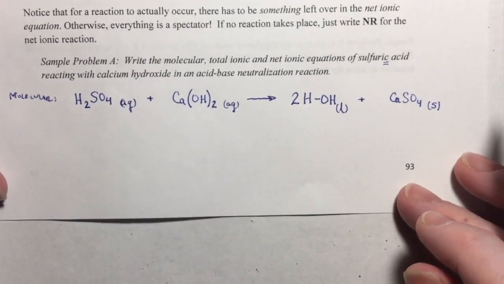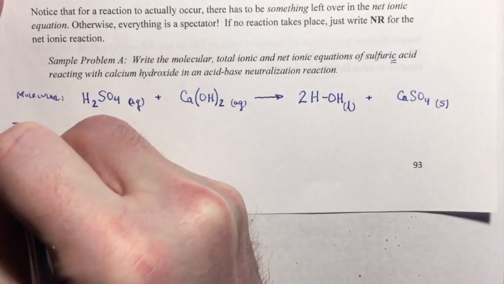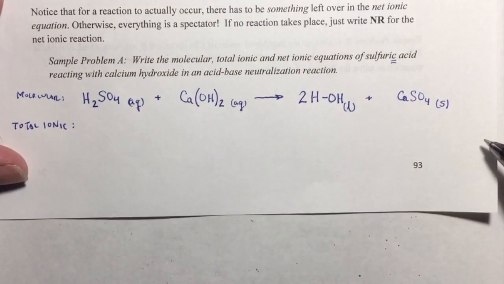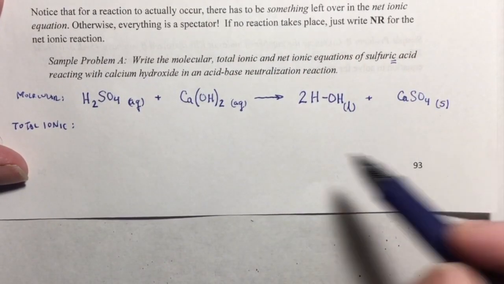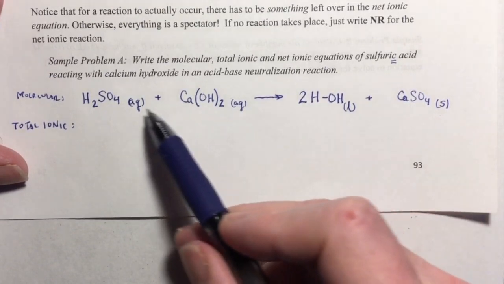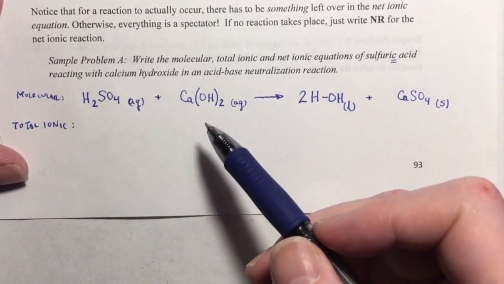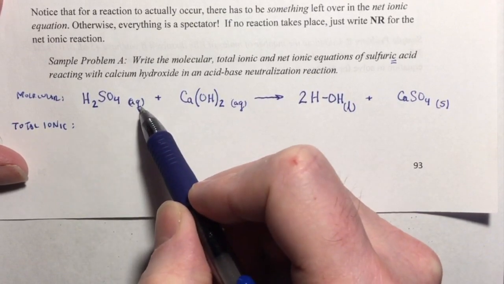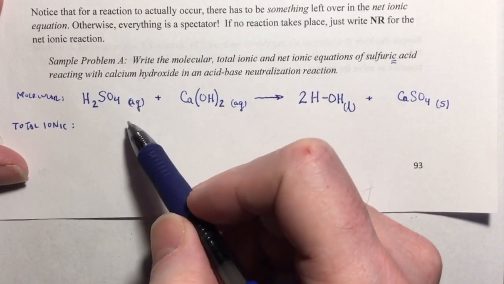I'm going to move on. I'm going to write the total ionic. Remember that in the total ionic equation, everything that is aqueous up here is dissociated, unless it's a weak acid. So sulfuric acid, aqueous, it's not a weak acid, so I'm going to dissociate it.